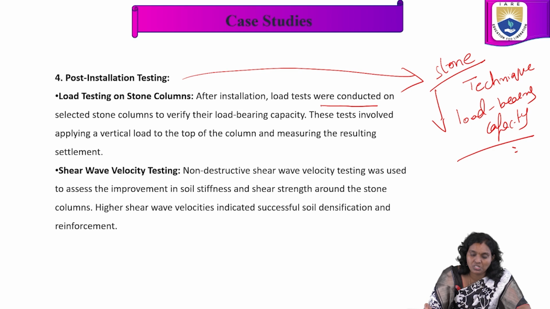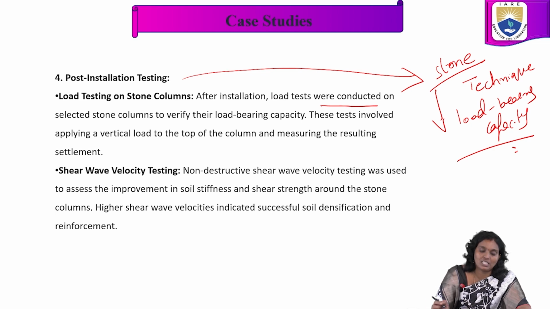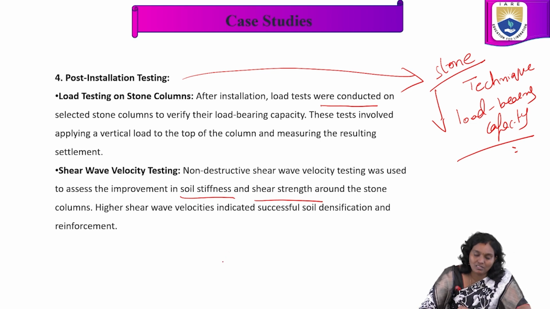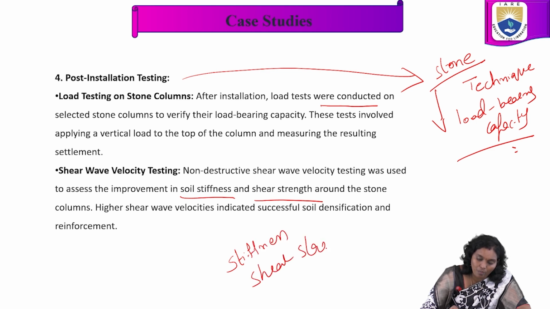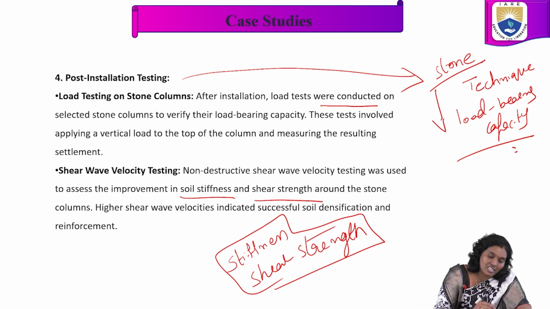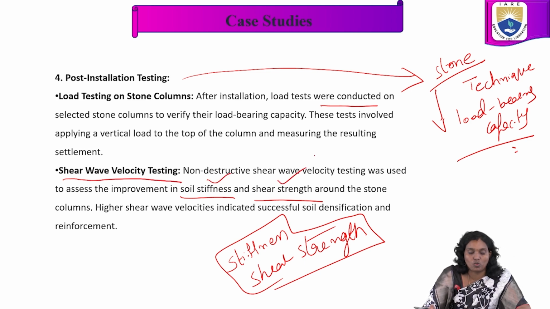Non-destructive shear wave velocity testing was conducted to assess the improvement in soil stiffness and shear strength. Here, the other properties we concentrate on are stiffness and shear strength, which are the desired properties for an industrial plant in loose saturated soils. Around this stone column, we want to understand whether the soil stiffness and shear strength have improved. The shear wave velocity test is conducted for understanding these two soil properties around the stone columns.